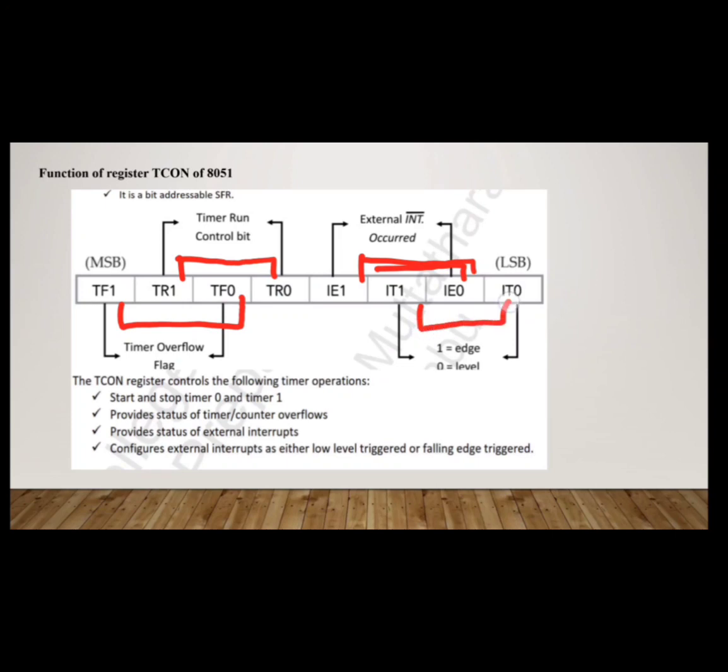And we have IT1 and IT0. These are interrupt type 1 and interrupt type 0, the external interrupt edge and level trigger. For type 0 and type 1, if it is 1, it is edge triggered. If it is 0, it is level triggered. It is based on the external interrupt. We already said the external interrupt is edge triggered or level triggered, and that information can be obtained from IT0 and IT1, which deal with the edge and level triggering of the external interrupt.